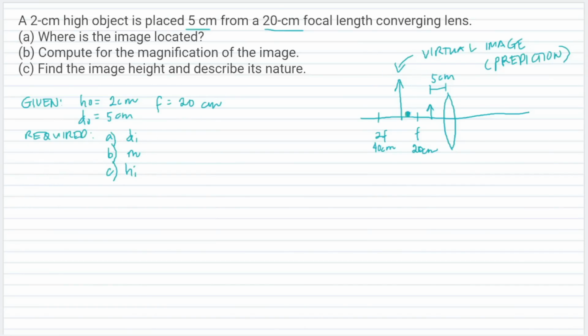So let's first find DI. So how do we solve DI? Of course, we will be using the lens equation and the magnification equation kasi we are also looking for the magnification here. I will be writing these equations here. Don't forget the negative sign before DI. Important yan, negative DI over DO. So now for the solution.